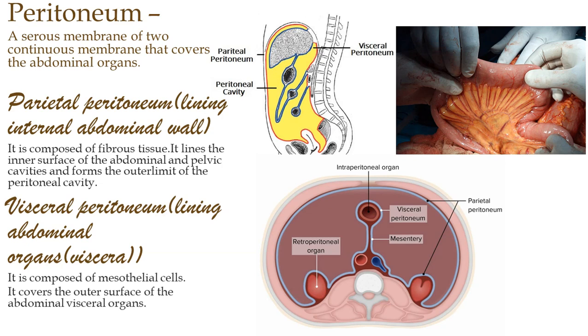Parietal peritoneum is the lining of the internal abdominal wall. It is composed of fibrous connective tissue. It lines the inner surface of the abdominal and pelvic cavity and forms the outer limit of the peritoneal cavity.